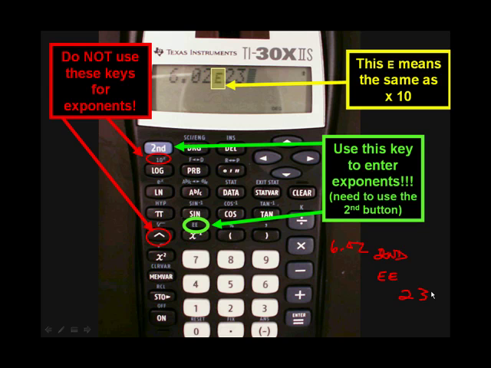On no calculator whatsoever, okay, even if you have one of the ones that I am not showing you pictures of, will you ever actually type times 10 on your calculator. You will always use some form of an exponent key. If you actually write times 10 and then try and use the carat key or something like that, you're going to get the wrong answer about half the time.